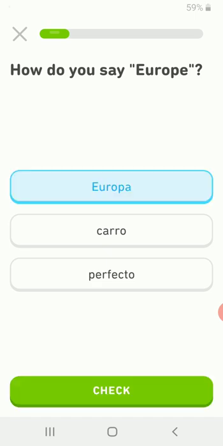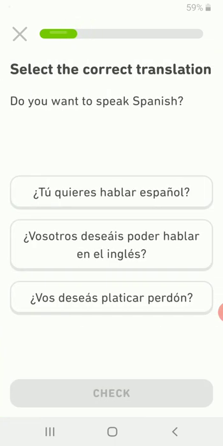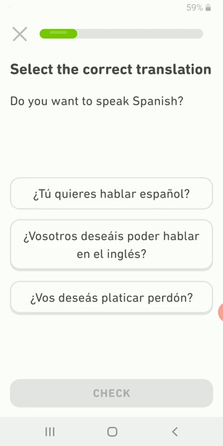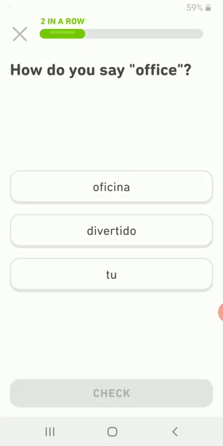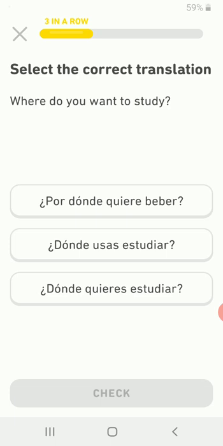Europa. It's Europe. Caro is the car, but caro is expensive with one R. Perfecto is perfect. Do you want to speak Spanish? ¿Tú quieres hablar español? And oficina. Oficina. Divertido is fun.